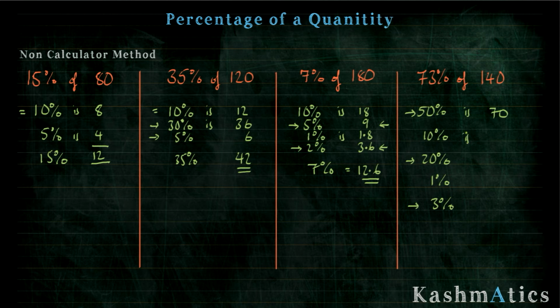10% is 140 divided by 10, which is 14, which means 20% is double that. That's 28. 1% would be 1.4, and that's 140 divided by 100. And that means 3% is 3 of these, which is 4.2. So we need to add together 70, 28 and 4.2 to give me 102.2.